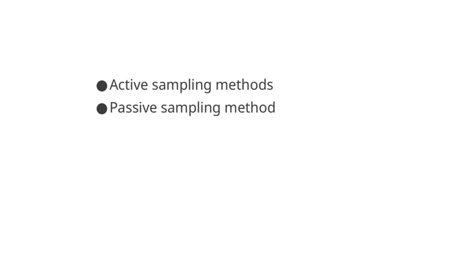Active sampling can be more resource-intensive, but often yields better results faster, while passive sampling is simpler but might require larger datasets for the same level of accuracy.